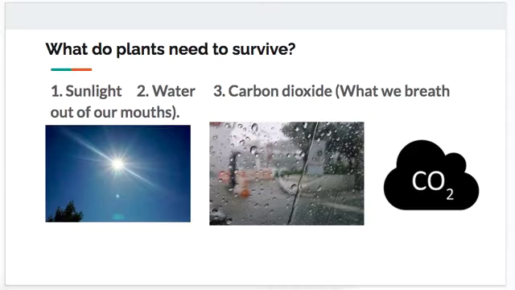Moving on. What do plants need to survive? Well, they need three basic things in order to make their own food. They need sunlight, they need water, and they need carbon dioxide. Carbon dioxide is what we exhale, what we breathe out of our mouths. Okay, that's what carbon dioxide is. They need those three things in order to make their own food.